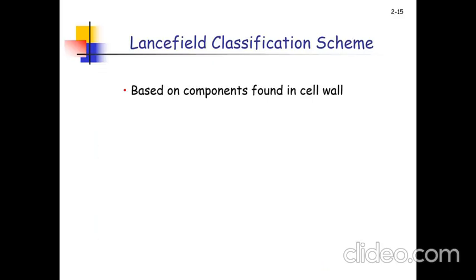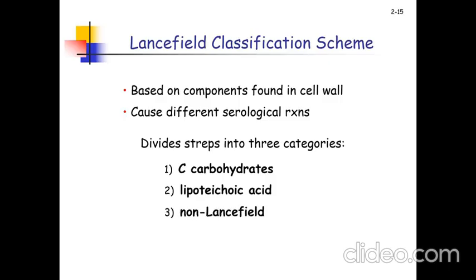The work that Rebecca Lancefield did was based on the components that are found in the cell wall. She was able to extract these components out of the strep species, and then test those on a rabbit and look for the different serological reactions. She did find that she would get varied serological reactions based on the components in the cell wall that she was able to pull out. Based on those, we divide the streps into 3 categories: the C carbohydrates, the lipoteichoic acid, and the non-Lancefield.